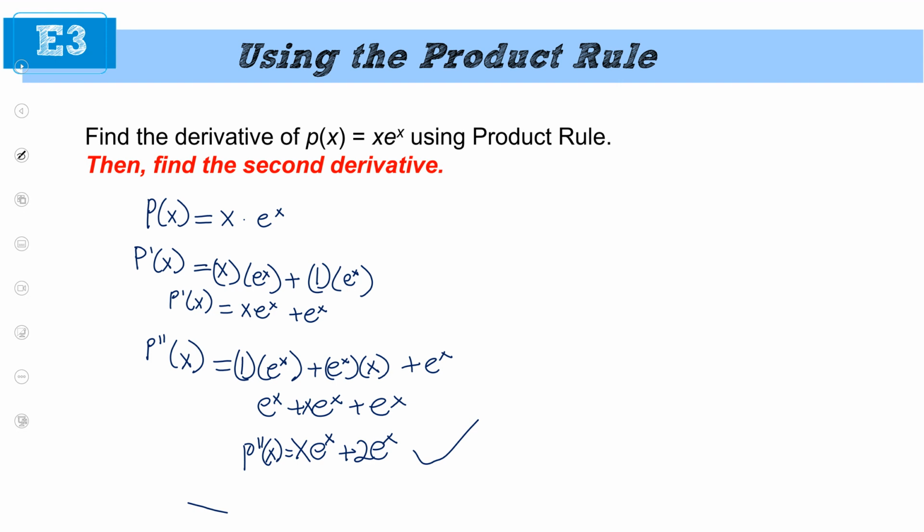Okay, so let's see if we can follow her work there. It appears that she took the derivative by taking the first term, which is x, times the derivative of e to the x, which is itself e to the x, plus the derivative of x, which is 1, times the second, which is e to the x, which gave us x e to the x plus e to the x. Beautiful.